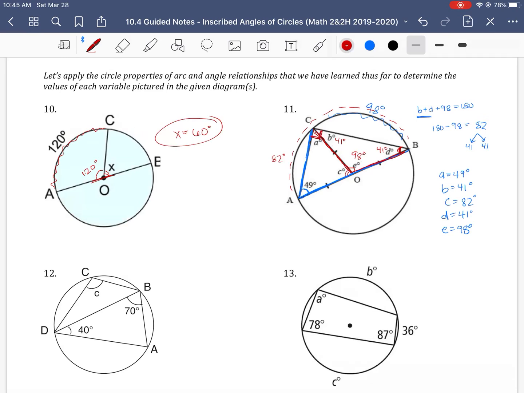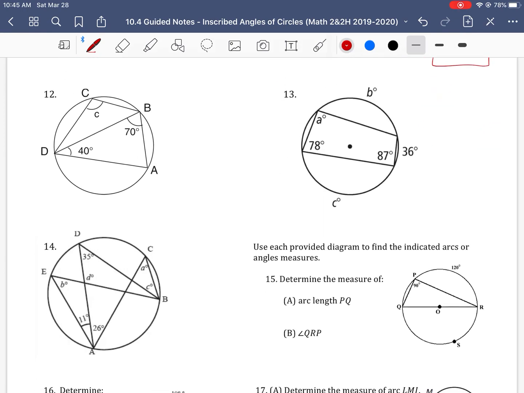We know that this is a right angle because this is a diameter in the circle right here. So that one must be 90 degrees, so we could figure out that that's 49 degrees. Again, lots of different ways to look at it. There's that one. Jumping down, number 12.